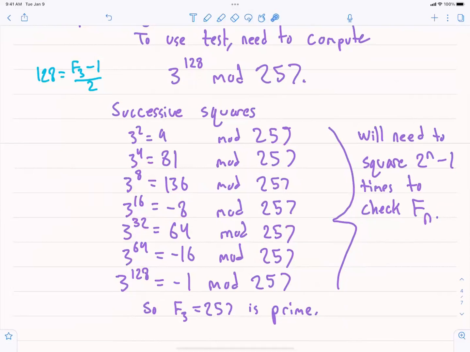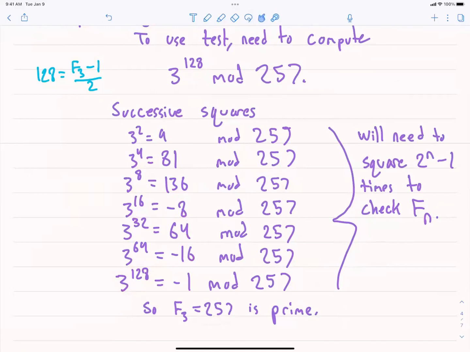Then I square that, I get 64. If I square that, I get minus 16. If I square that, well, 16 squared is 256, so minus 16 squared is also 256. So that's congruent to minus 1 mod 257. And that would take me all the way to 3 to the 128. And so, okay, Pepin's test tells me that 257 is prime.